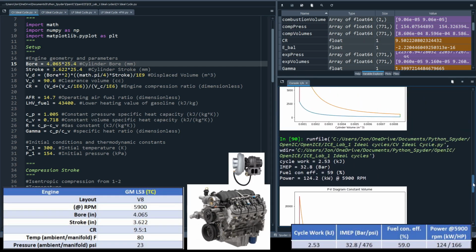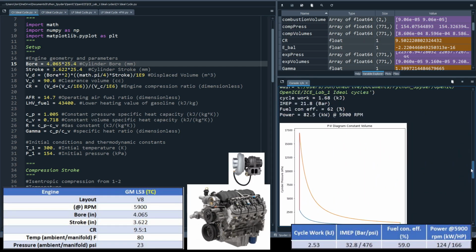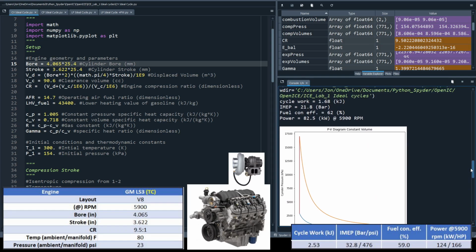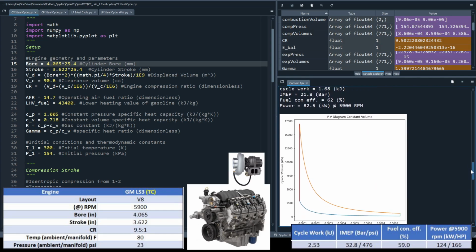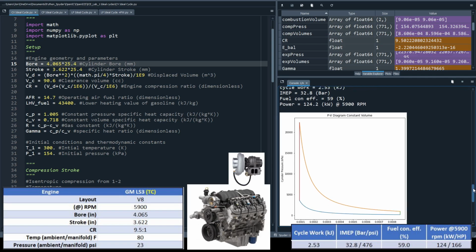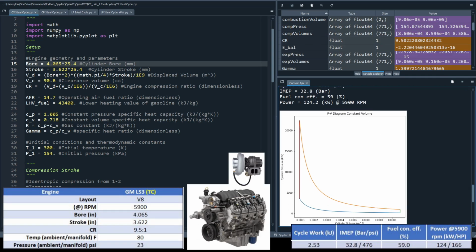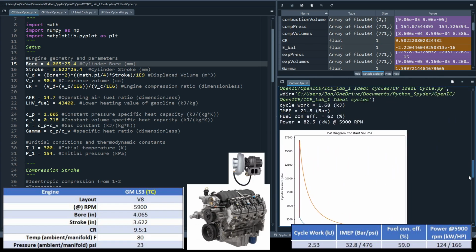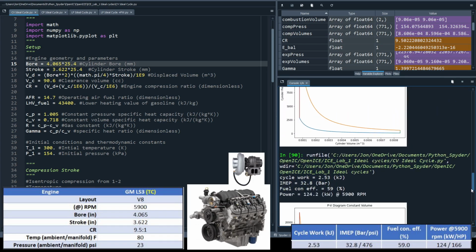All right, so you can see, obviously, a big improvement here. We went from 1.7 kilojoules and about 22 bar of mean effective pressure up to 2.5 and almost 33 on our mean effective pressure. So we lost a little bit of fuel conversion efficiency. That'll be effective reducing compression ratio. But our power, even at 5,900 RPM, went from 82 to 124.